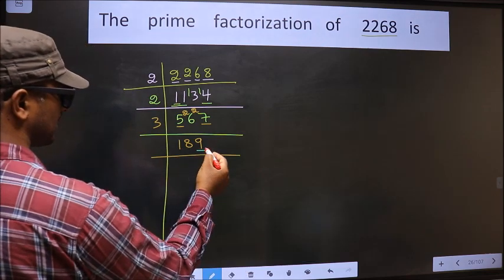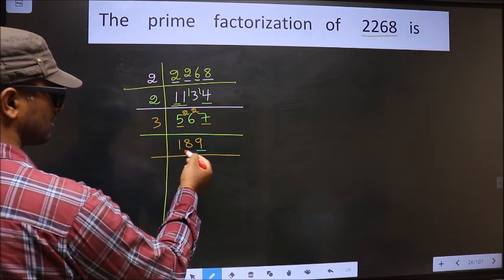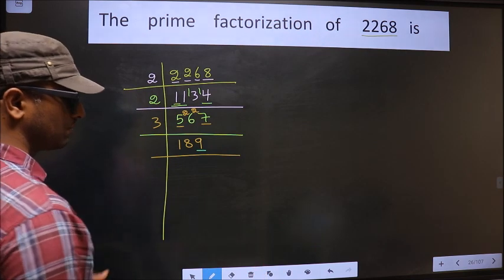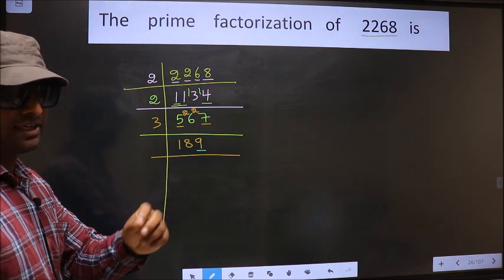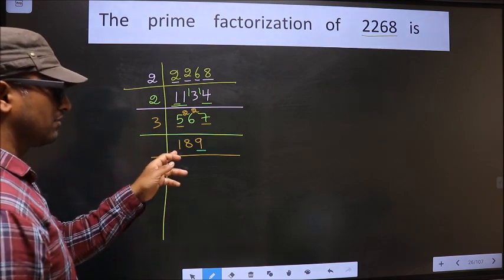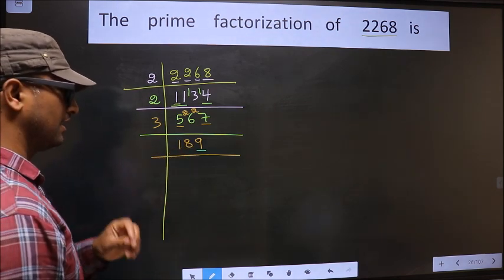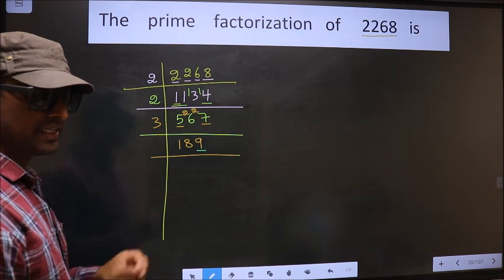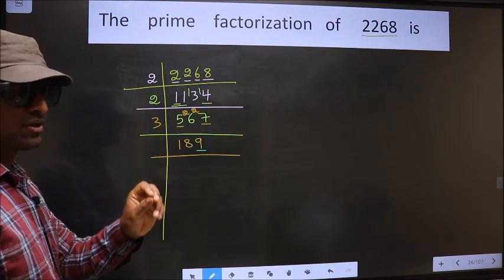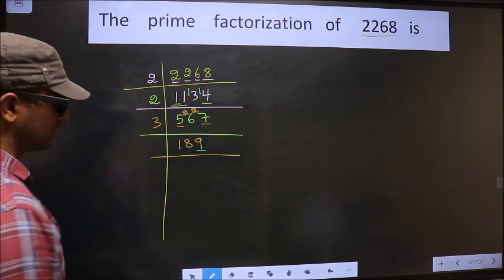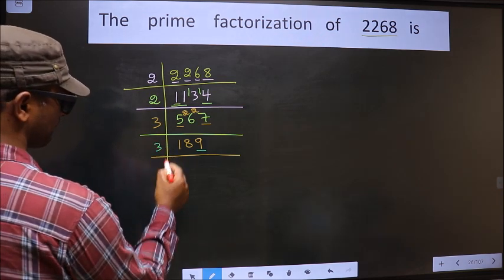Now for this number, the last digit 9, not even, so this not divisible by 2. To check divisibility by 3, for that we should add the digits. That is 1 plus 8 plus 9, we get 18. Is 18 divisible by 3? Yes. So this number also divisible by 3. So we take 3 here.